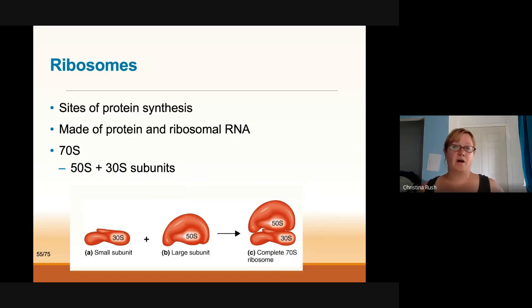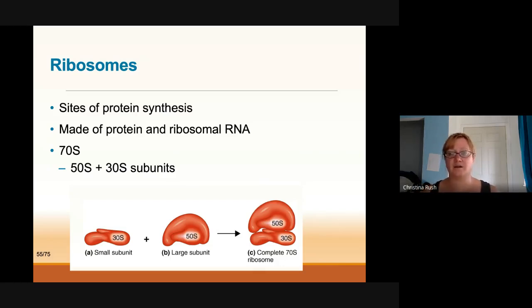Ribosomes. All prokaryotic cells contain ribosomes, and these are the sites of protein synthesis. If you cannot do protein synthesis, the cell is not alive. Ribosomes are made up of protein and of ribosomal RNA, also known as rRNA. These ribosomes are smaller than eukaryotic ribosomes. They are 70S, and that's a 50S plus 30S subunit that must come together before protein synthesis can occur.